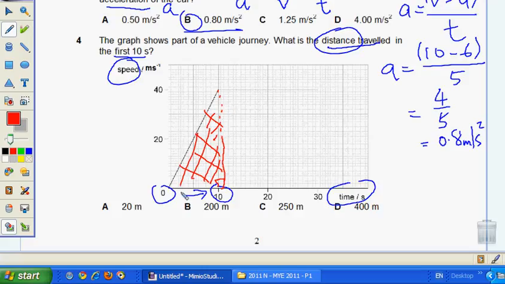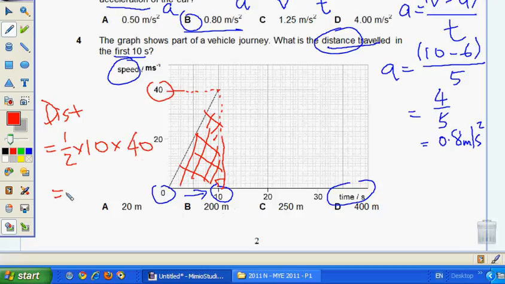So the formula for a right angle triangle is distance equals half base times height. My base is actually 10, and my height, if I take note, is actually 40. So in this case, I take 400 divided by 2. The answer is actually 200 meters. So this is the formula to find a right angle triangle. Here is 40 and here is 10. So 40 times 10 times half, base times height, I get 200. So my answer will be B.